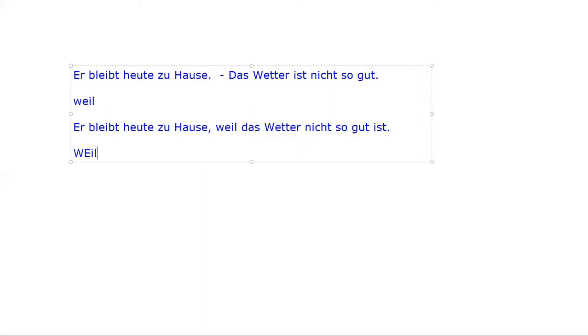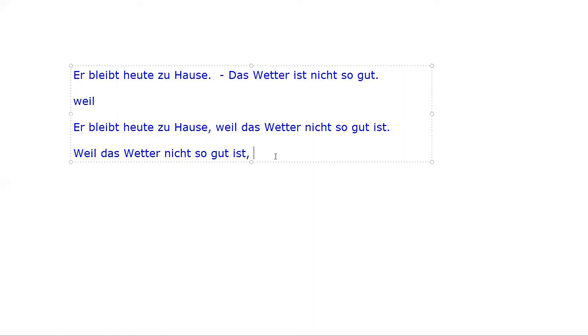So now we're starting with weil. Weil das Wetter nicht so gut ist, comma, and now this is the key. Of course we're starting with a subclause, and nothing will change in the subclause. We have weil das Wetter nicht so gut ist, exactly the same as it was at the end before, comma, and now we're adding the other sentence, the one that was at the front here.